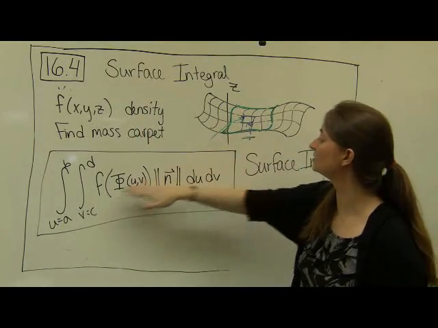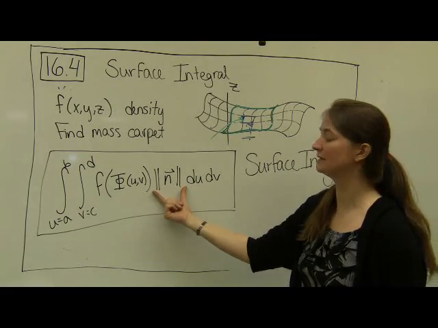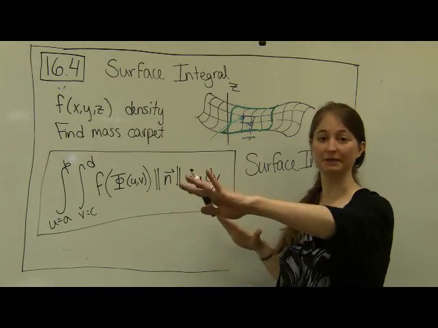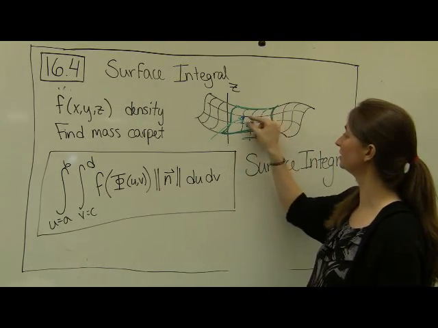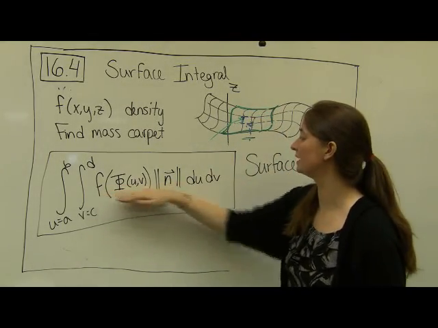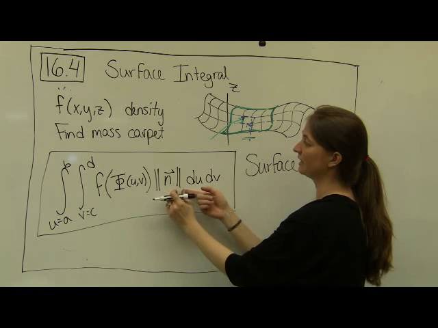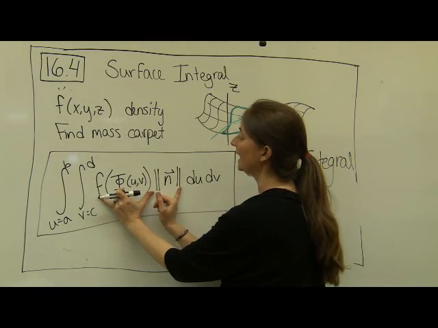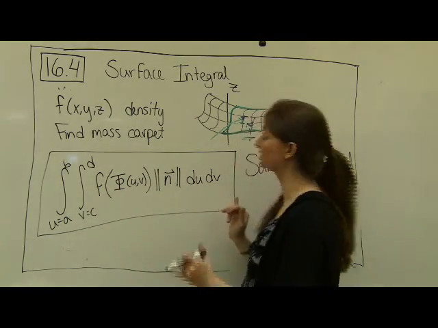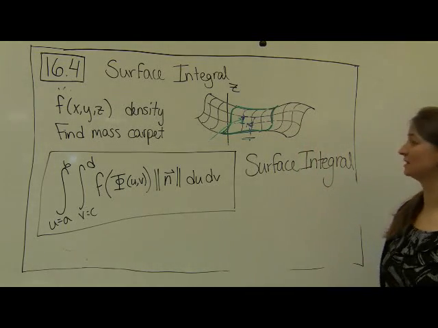I'm plugging in where is my carpet. This is the parameterization of my carpet. And then this term is telling me the area of the carpet, essentially. That this is going to be the area for each of these tiny little parallelograms. And so each piece right here is telling me the density at that tiny little parallelogram times the area of that parallelogram. So this is a tiny chunk of mass. And then I want to add up all of those mass chunks over the entire carpet. And that will give me the total mass, which is the surface integral.